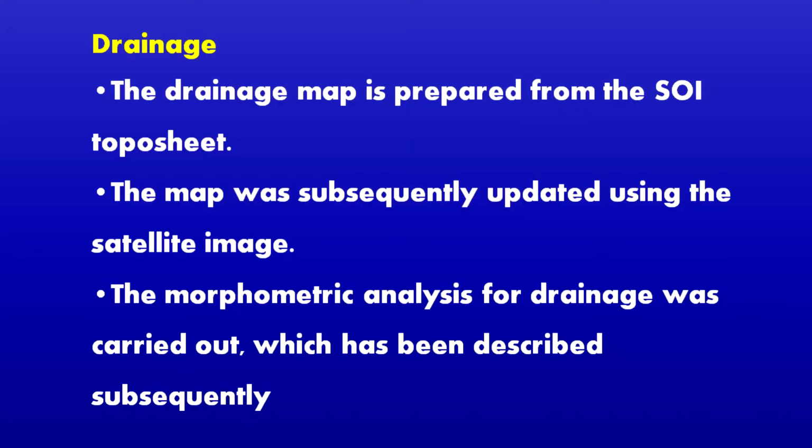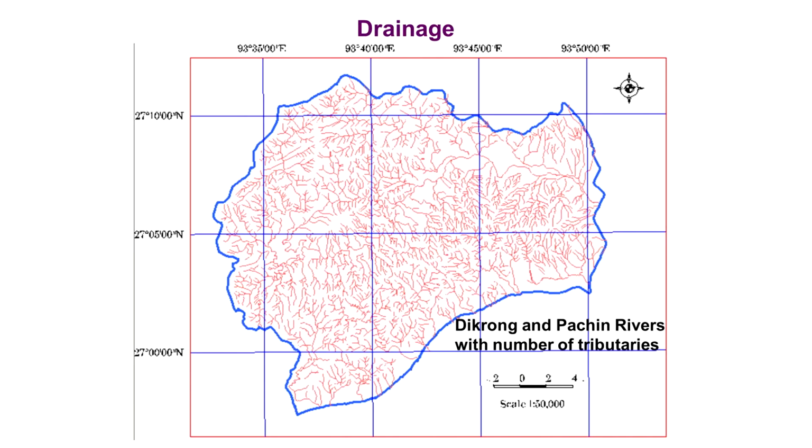Then we prepared the drainage map from Survey of India topo sheet. The map was subsequently updated using the satellite image, and the morphometric analysis for drainage was carried out, which has been described subsequently. So, this is the thematic map that we prepared showing the drainage pattern, and we derived the drainage density from this study.